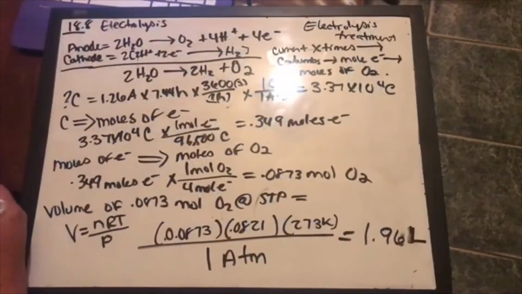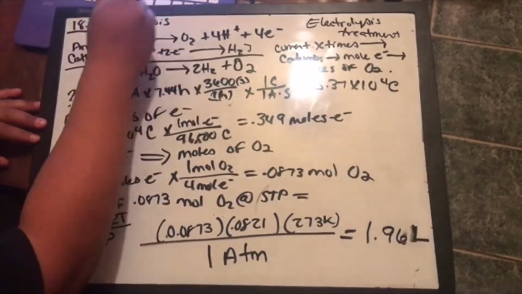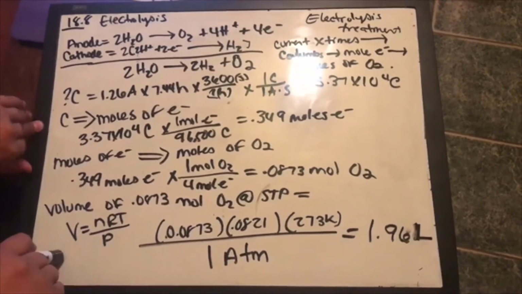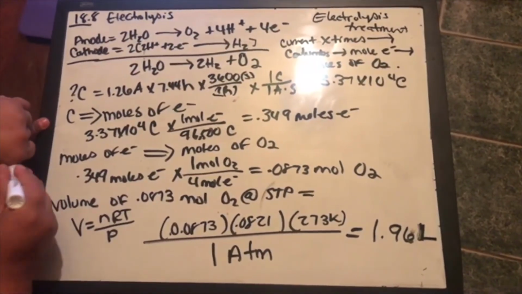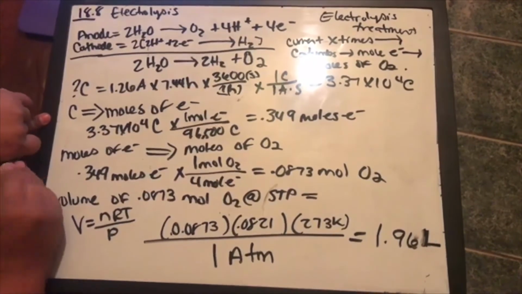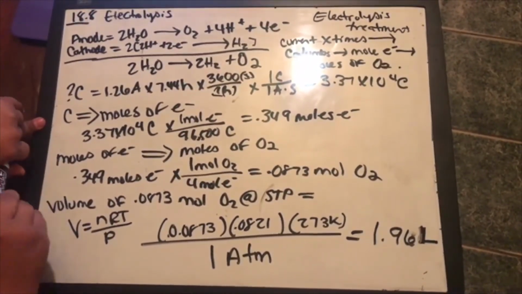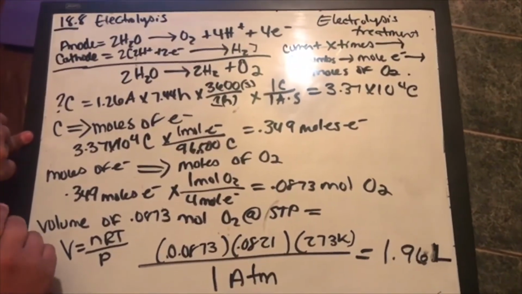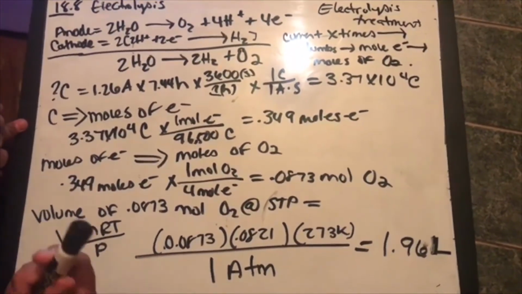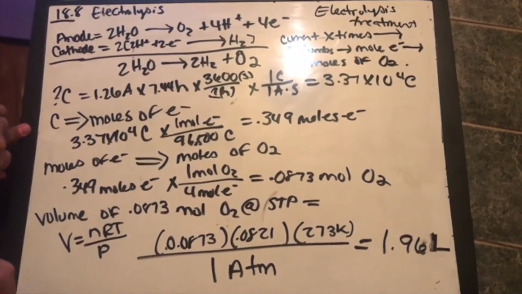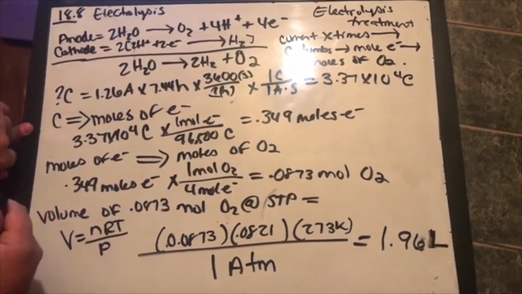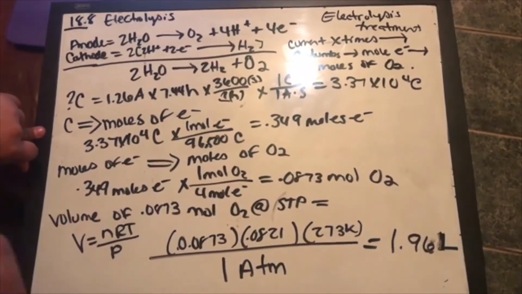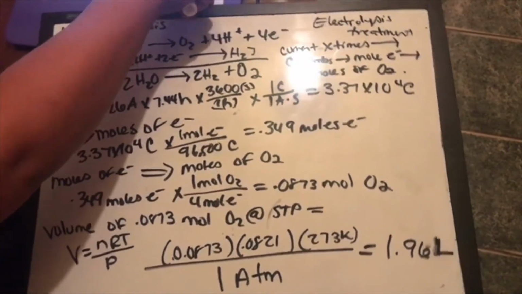Equation 18.8 deals with electrolysis, and this is the example for electrolysis. The example here is that 1.26 amperes is passed through an electrolytic cell containing a dilute sulfuric acid solution for 7.44 hours. Then we're asked to write the half reactions and calculate the volume of the gases generated at STP.